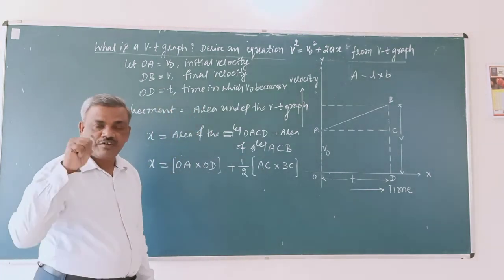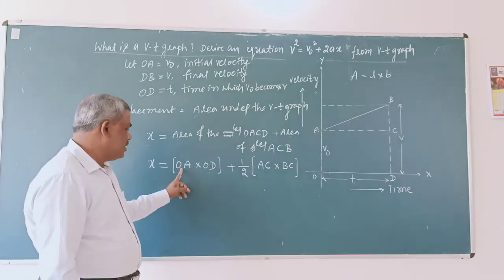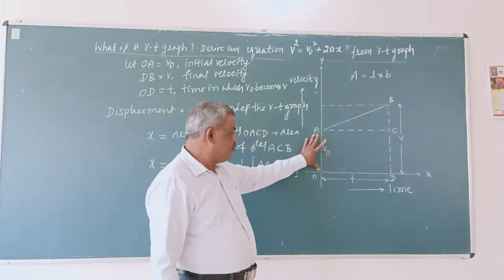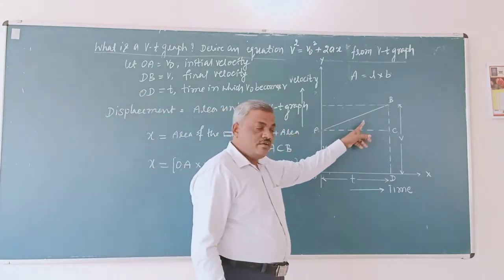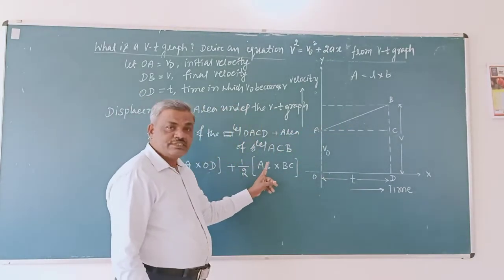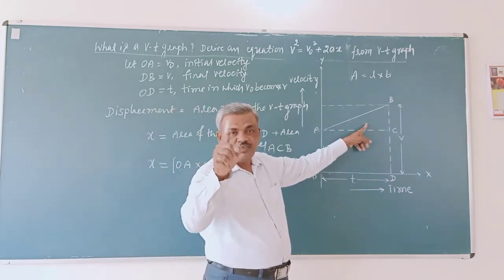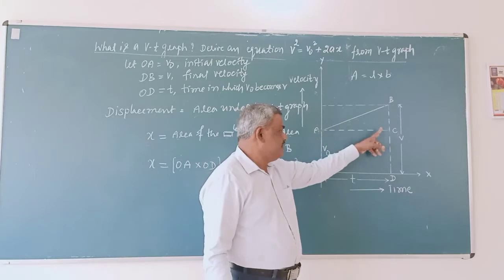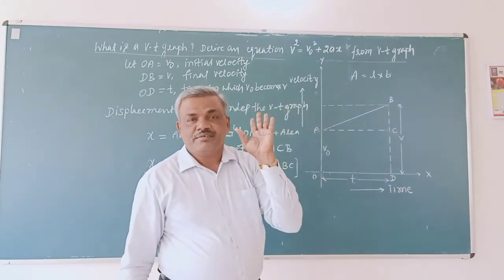Friends, try to understand this concept here. Area of the rectangle equal to length into breadth. Length means OA, breadth means OD. Area of the triangle equal to half base into height. Now this is a triangle. In this triangle, which side is the base? AC. So CB or BC is the height.